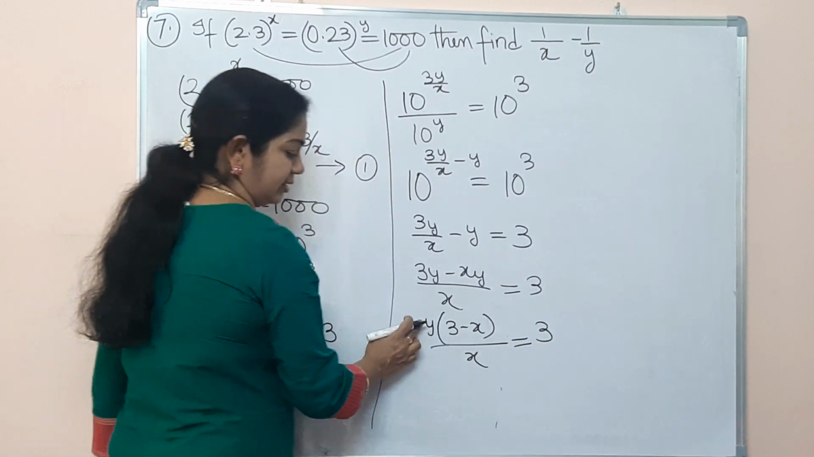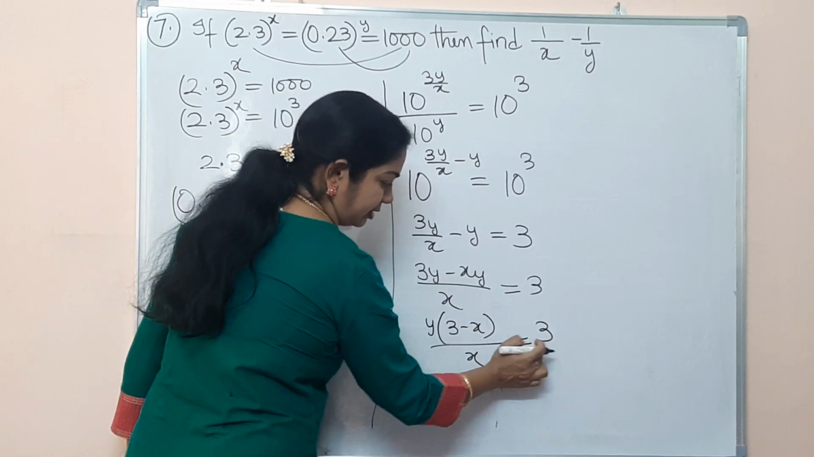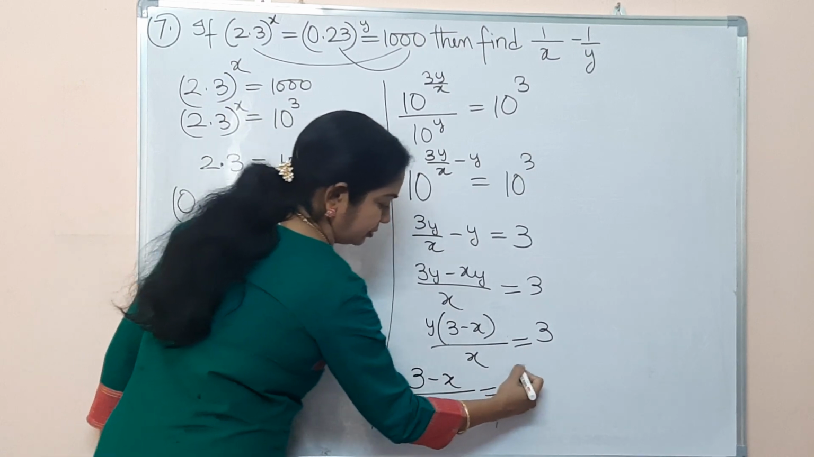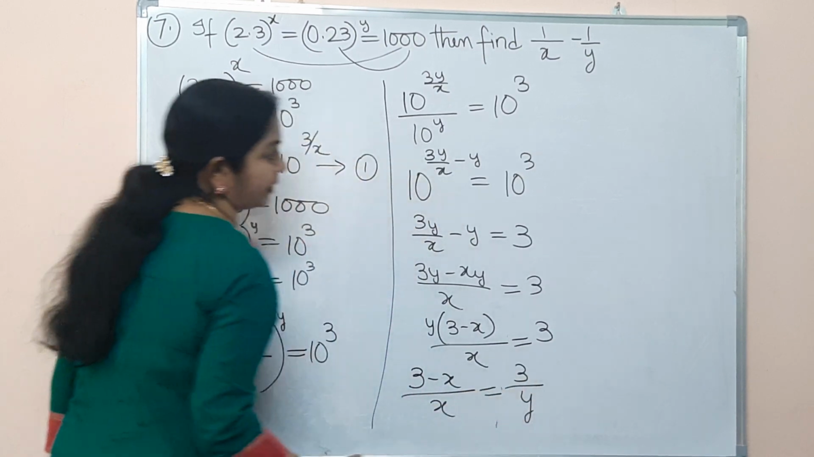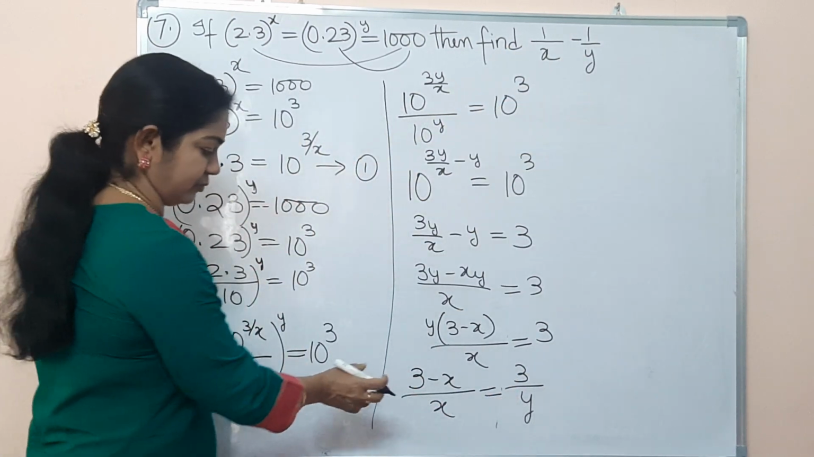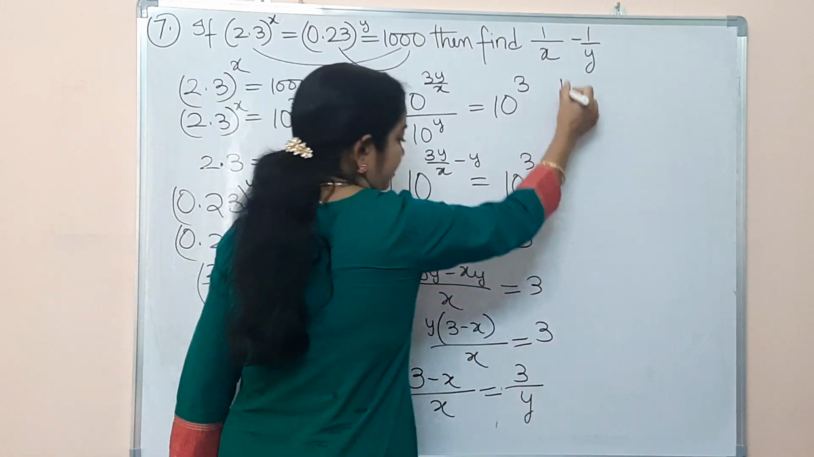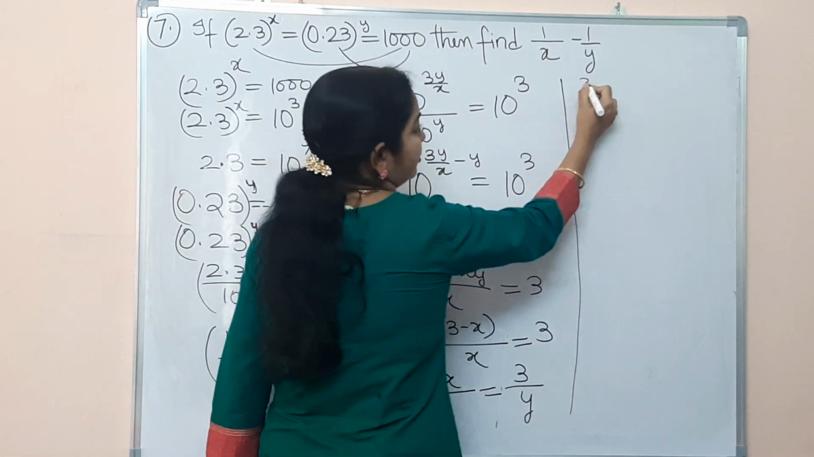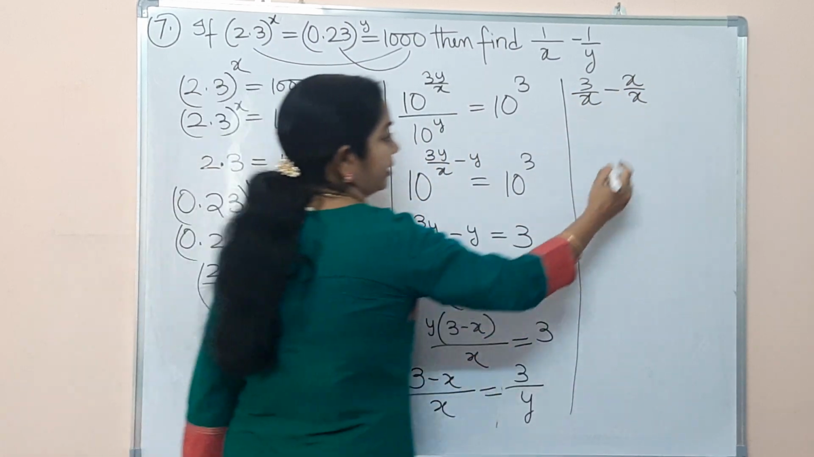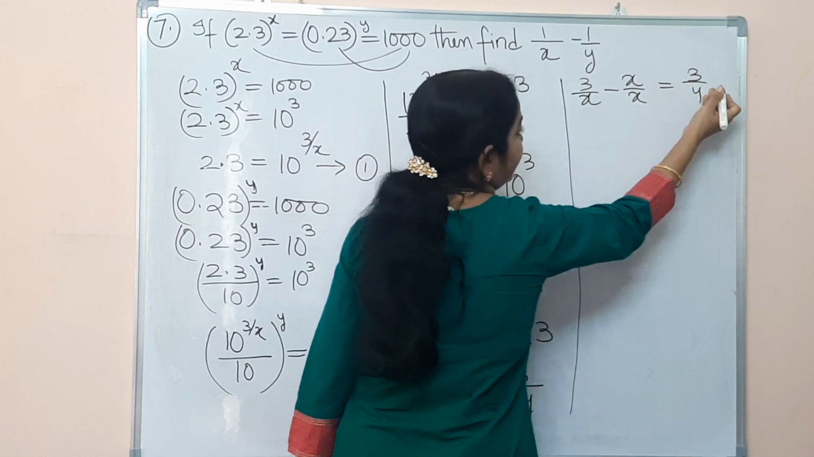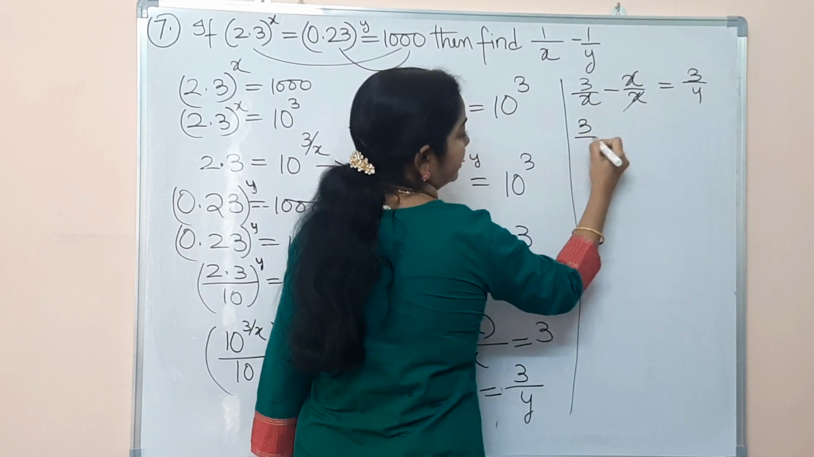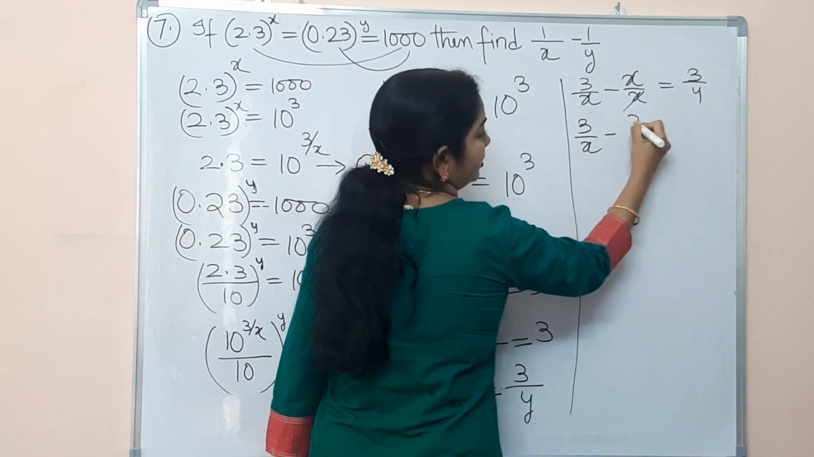Okay. Now this y is multiplied, so I'll send it to that part. It becomes division. 3 minus x by x equal to 3 by y. Now what we have to prove? 1 by x minus 1 by y is equal to, we have to prove. Now I'll dissolve this LCM. 3 by x minus x by x, equal to 3 by y. X by x is simply 1. Okay, 3 by x minus 3 by y.